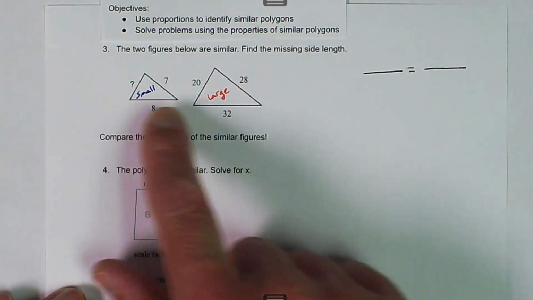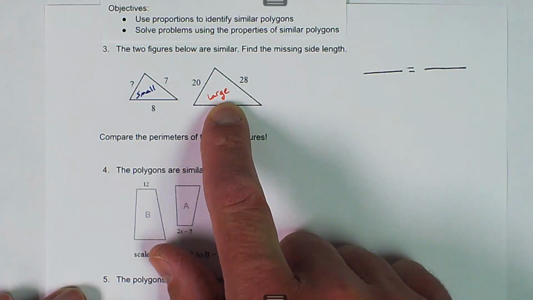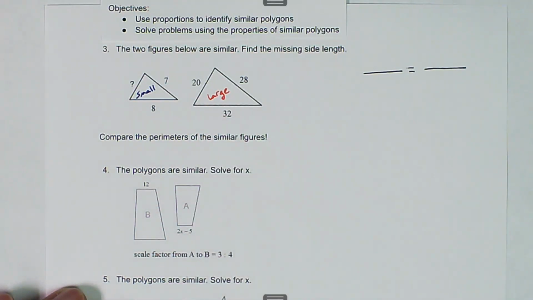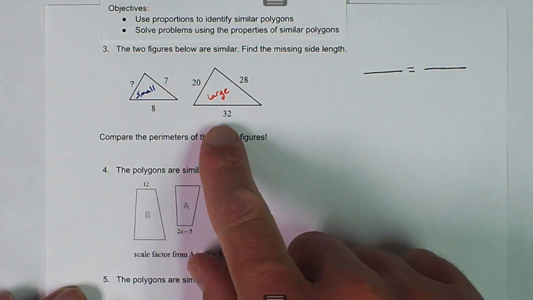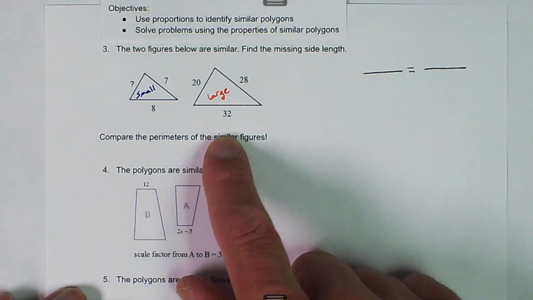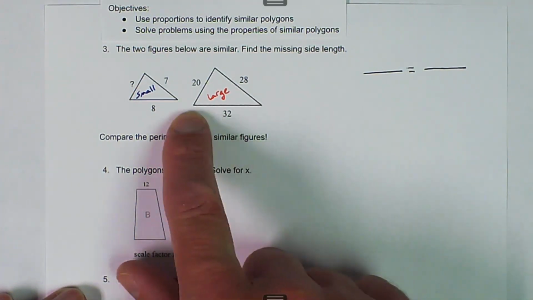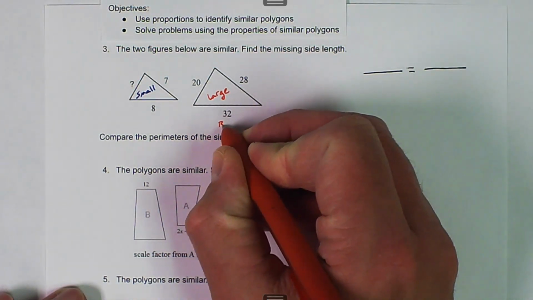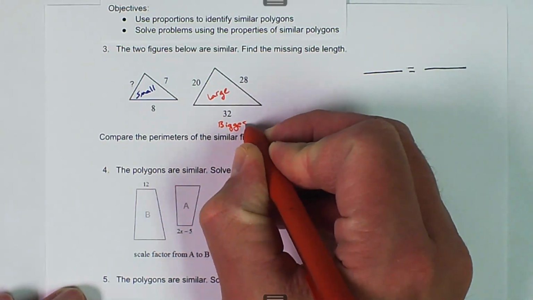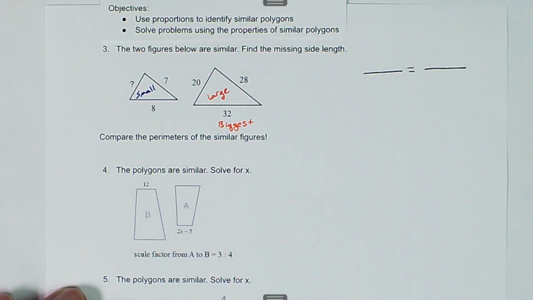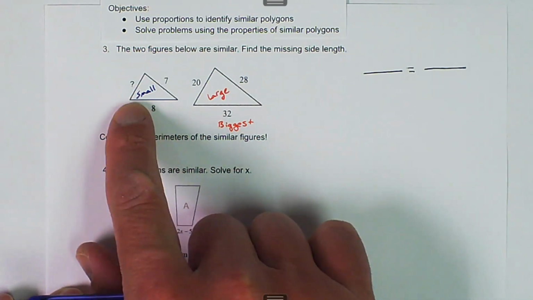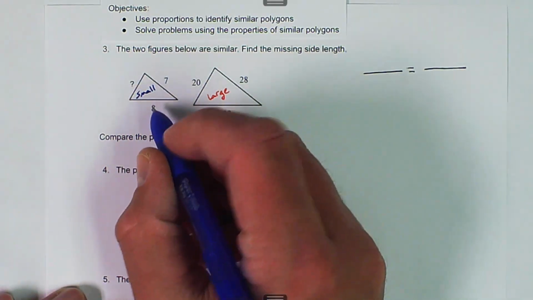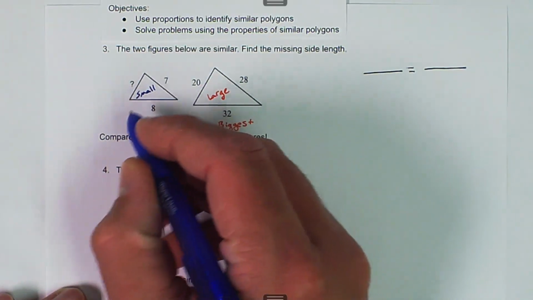So we have the small triangle compared to the large triangle. And we need to compare corresponding size. So if we look over here, the largest is this bottom side here, or 32. That is going to be the biggest side. That's the biggest of the large triangle. And the bottom here is also the biggest, for 8 is the biggest of these sides.